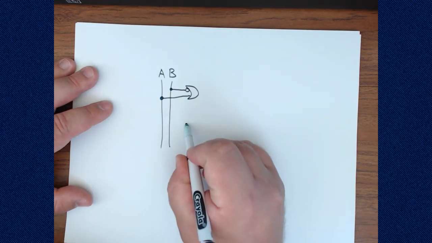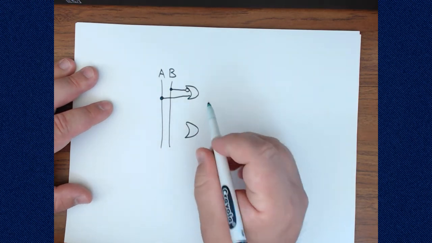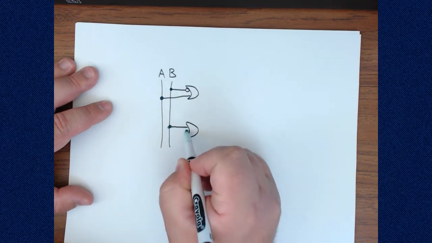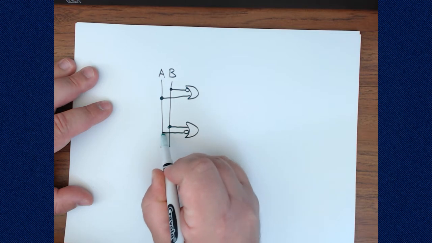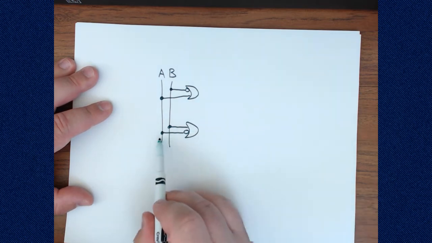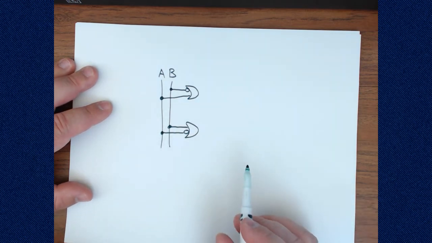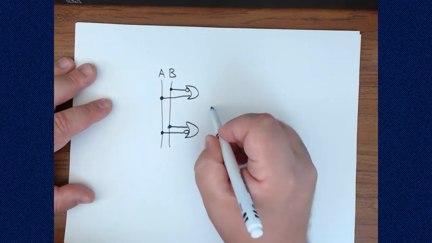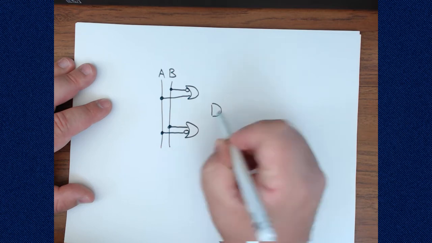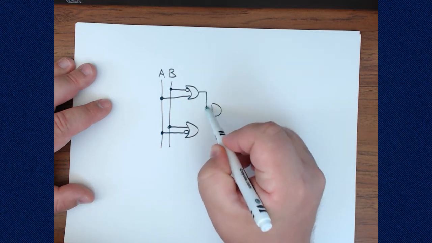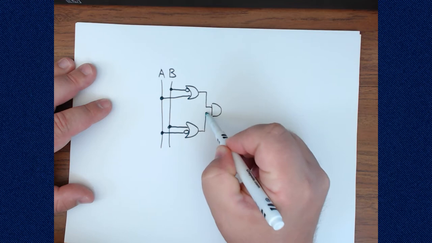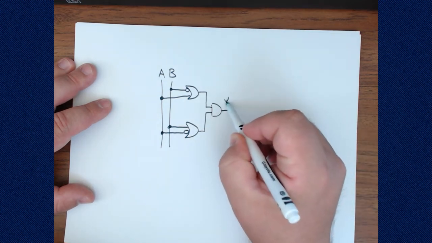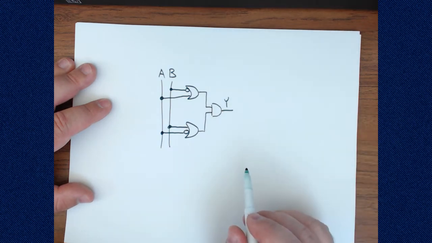In fact, I'll do another one of these down here. And this time I'll keep B the same, and I'm going to put an inversion bubble here on my input that's connected to A. Don't forget your connection dots. And then I'll take the output of these two individual gates and run them together through an AND gate. Like so. And we'll call the output of that AND gate, we just used X, so we'll choose Y.